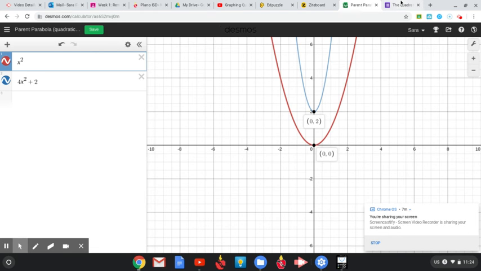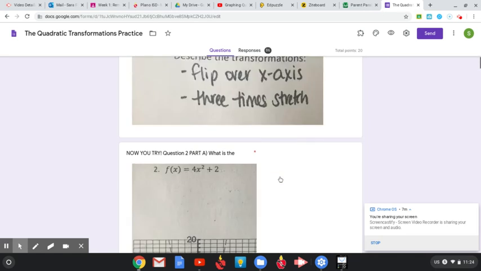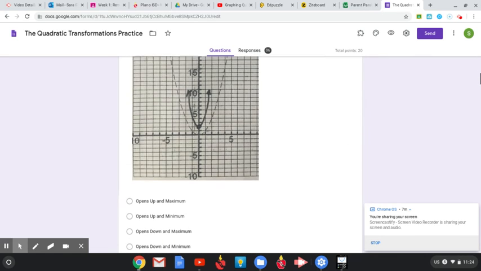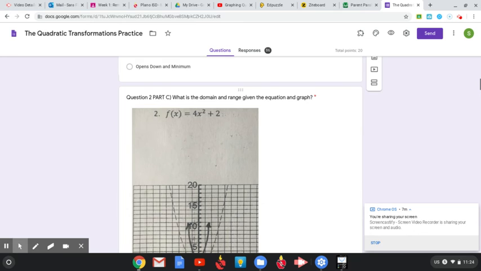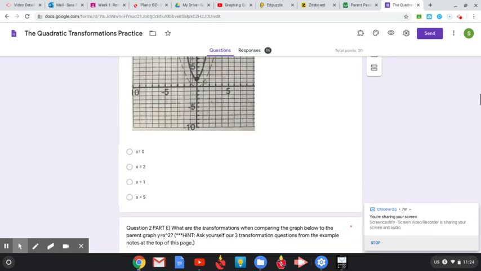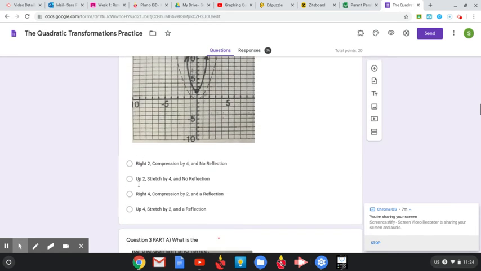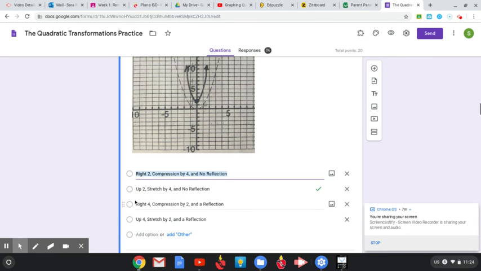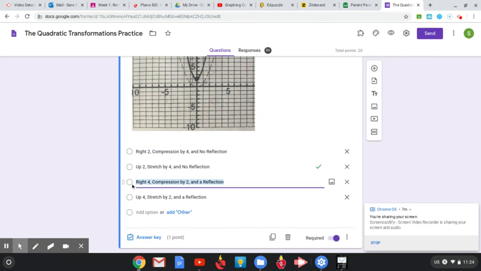2. Very good. So we would know that this has to be up 2. It did not move right, so it can't be either of those, right? So it's got to be either up 2 or up 4. Okay, so to figure out now, it says stretch by 4, stretch by 2, no reflection, reflection.